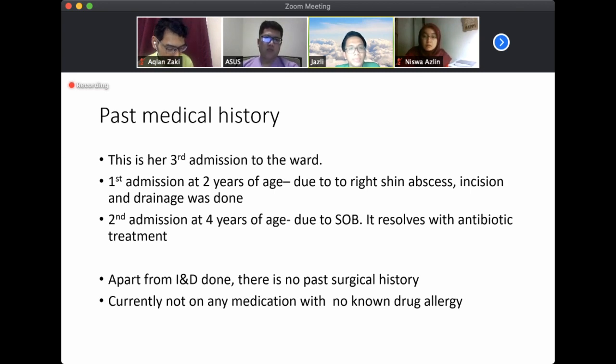Her first admission was at 2 years of age due to the presence of right shin abscess, whereby incision and drainage was done. And the second admission was at 4 years of age due to history of shortness of breath, which was resolved with antibiotic treatment on admission. Apart from the incision and drainage done, there is no other past surgical history. Currently, the patient is not on any medication with no known drug allergy.